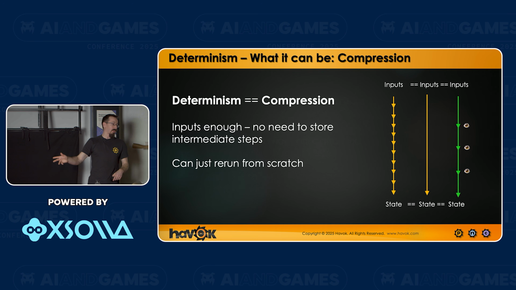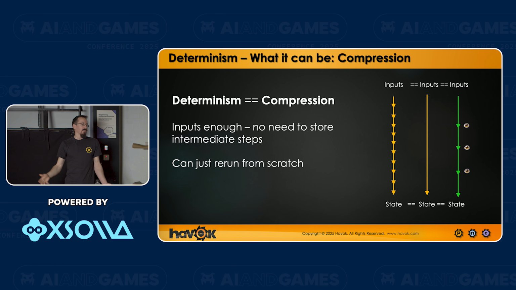So you can hash states. And with that, you also realize that it's compression. Determinism is compression. If the input is enough to reproduce all of the intermediate steps and the output, you can just give me the start state, the inputs, and I'll arrive at the outputs if I rerun the thing.